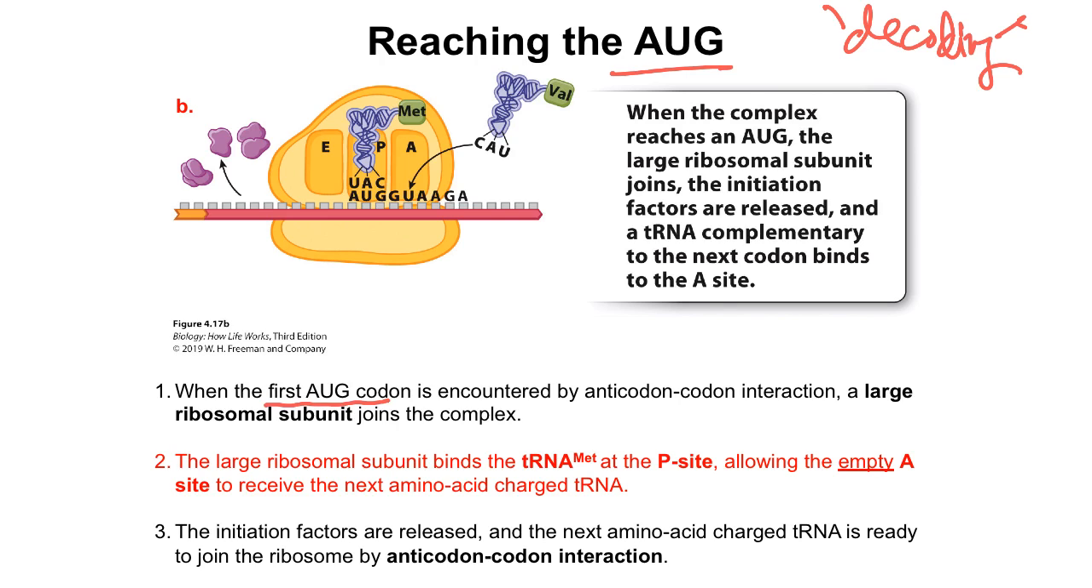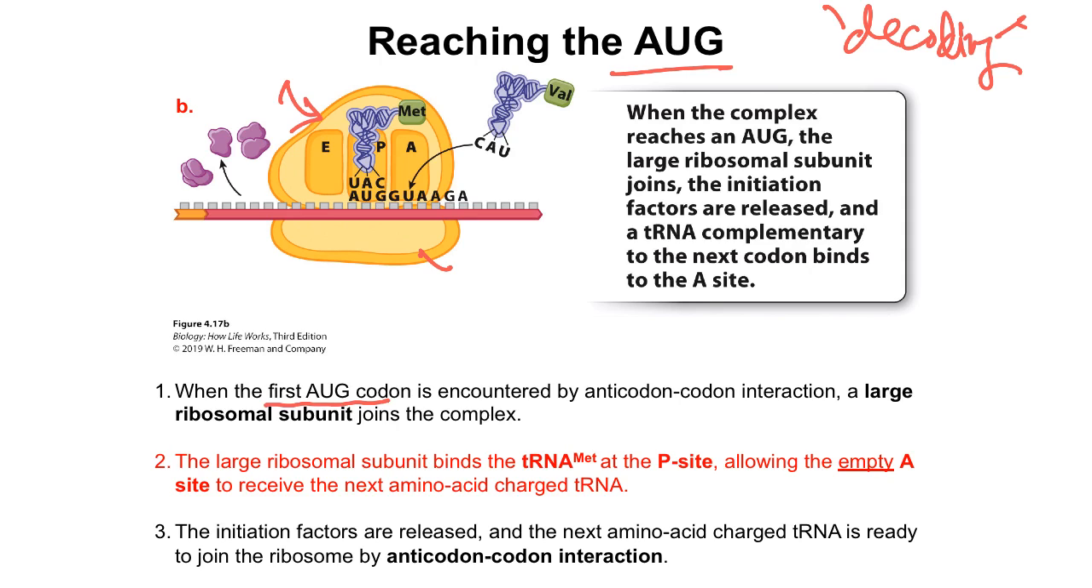They have to be correctly complementary to each other in order for this decoding to happen normally. And once this happens, it actually triggers the small ribosomal subunit to join to a large subunit. Okay, this large subunit here gets recruited once the first AUG codon is encountered by the small ribosomal subunit in conjunction with the initiator tRNA methionine.